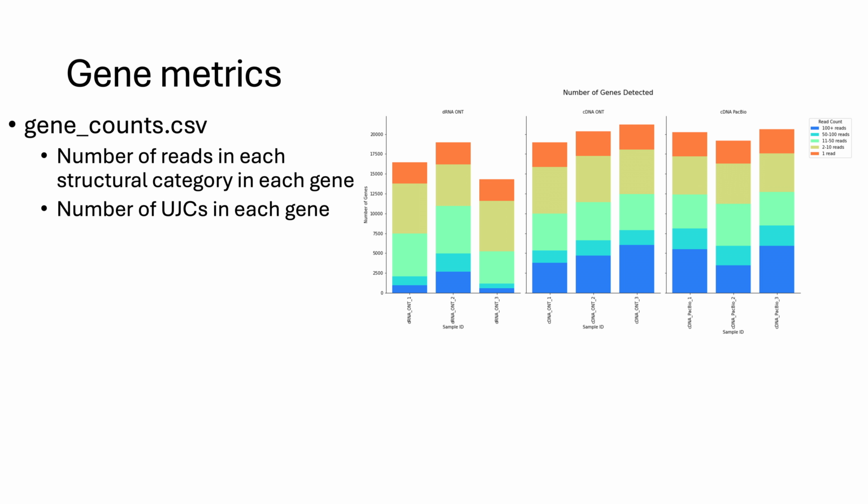Next are the gene level metrics summarized in genecounts.csv. Here, SQANTI-reads reports how many reads fall into each structural category within each gene, as well as how many UJCs are detected per gene. This allows us to see both the overall coverage of a gene and the different splicing patterns in each gene across samples. The plot on the right shows the number of genes detected in each sample, and the colors indicate how many genes are detected at different read depths.